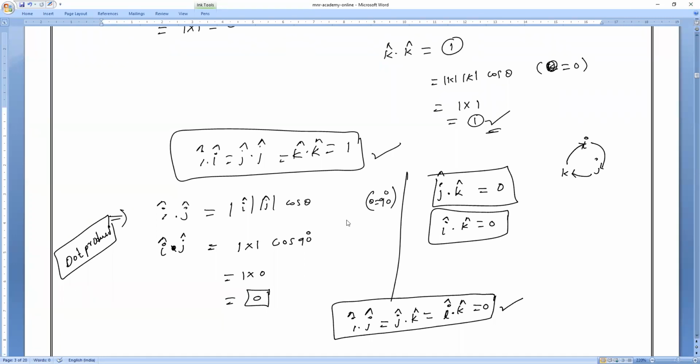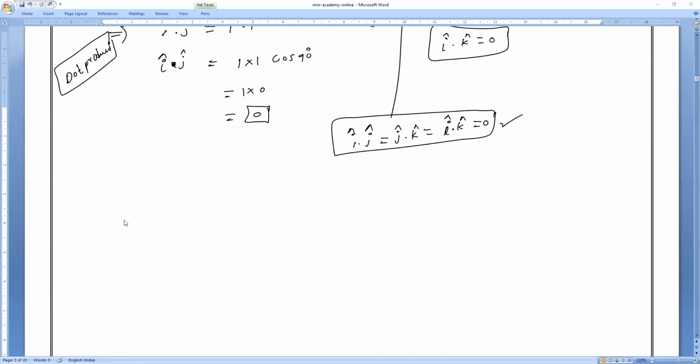Understand, guys? Now, I will give you, for example, not a unit vector, some vector A. So now, A dot A, can you tell me what is the answer? A dot A is equal to what? Mod A into mod A cos theta. Theta is equal to 0 degrees. Mod A into mod A into cos 0. So cos 0, how much is the value?